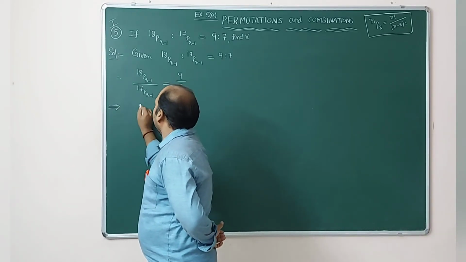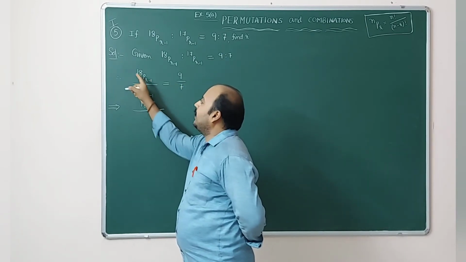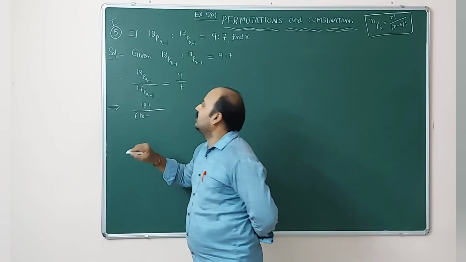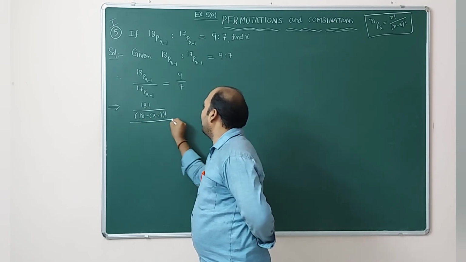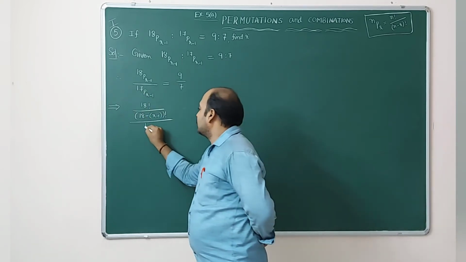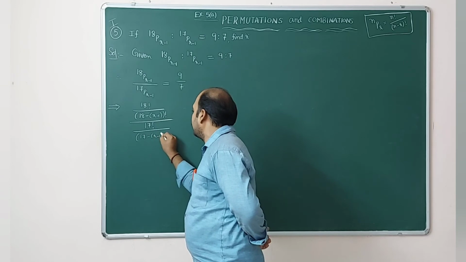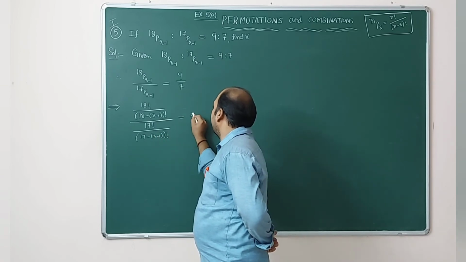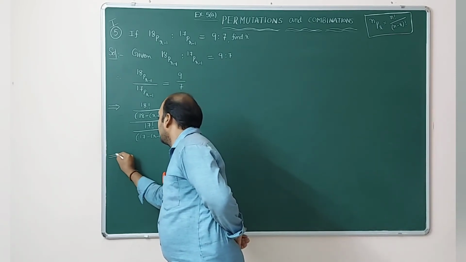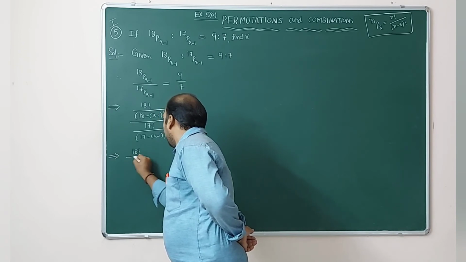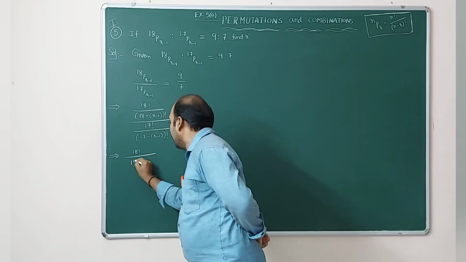That implies 18 factorial. So nPr, n factorial by n minus r. That means 18 minus r minus 1 factorial divided by 17P r minus 1, 17 factorial divided by 17 minus r minus 1 factorial, which is equal to 9 by 7. So we can write it as 18 factorial divided by 18 minus r plus 1. So 18 plus 1, 19 minus r factorial.